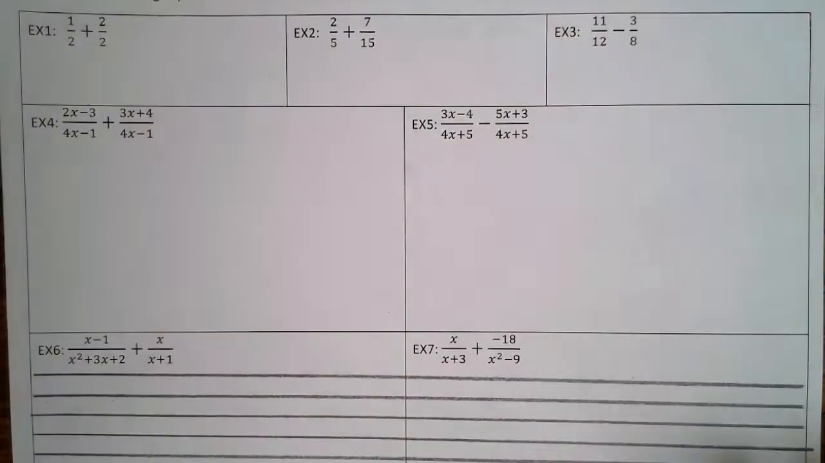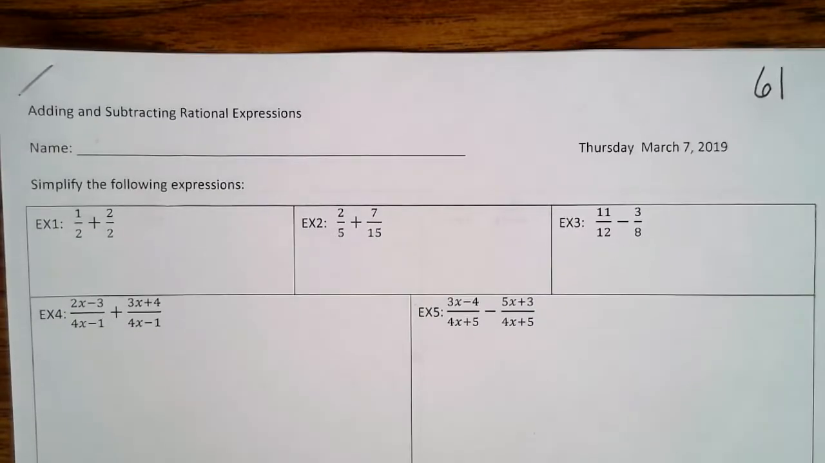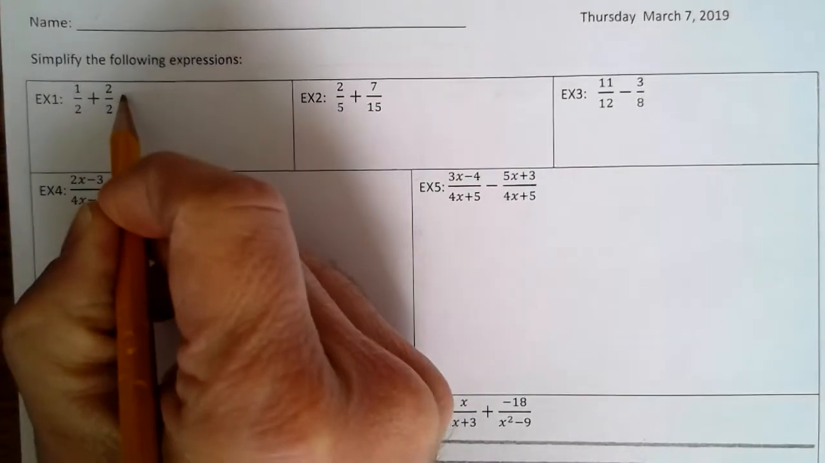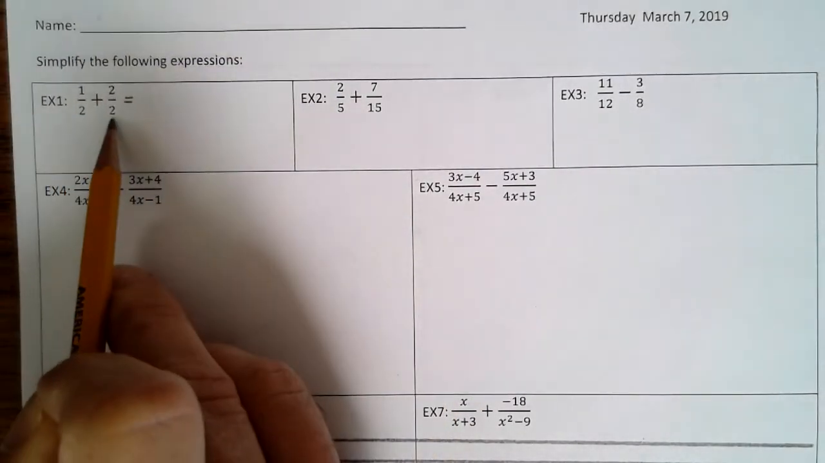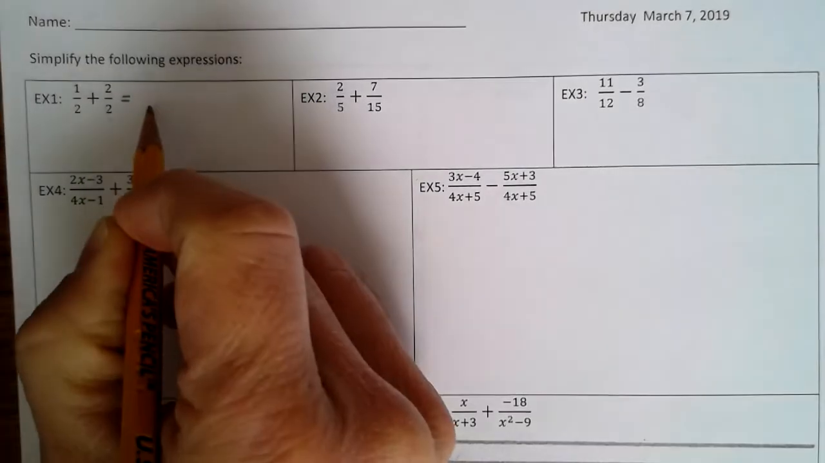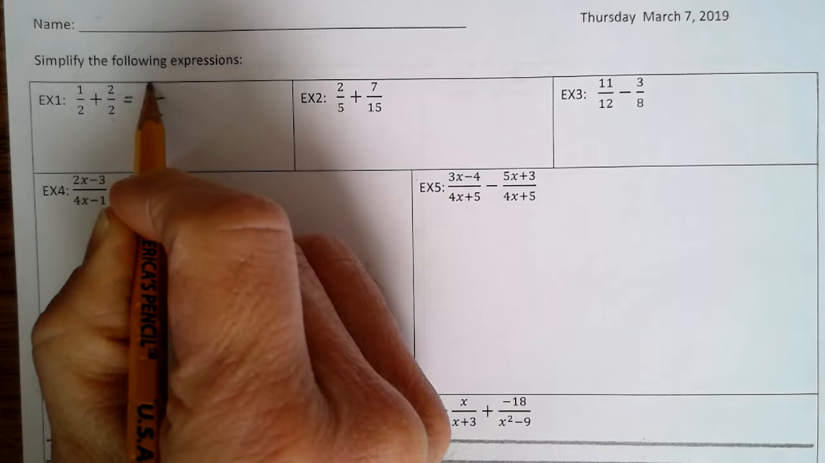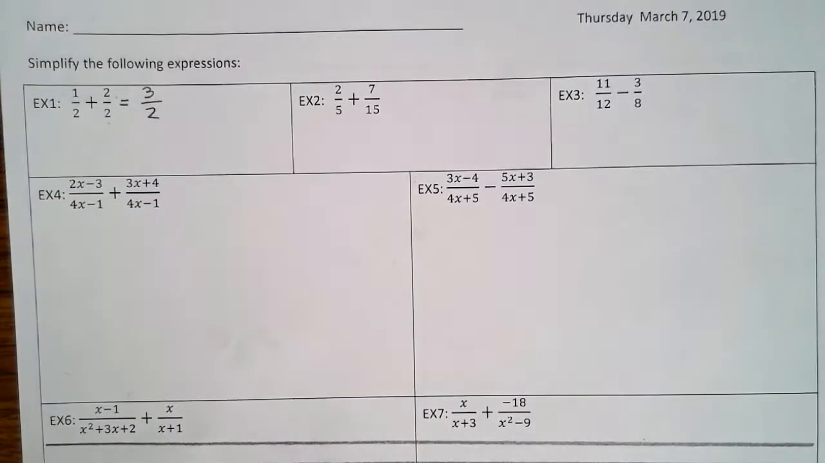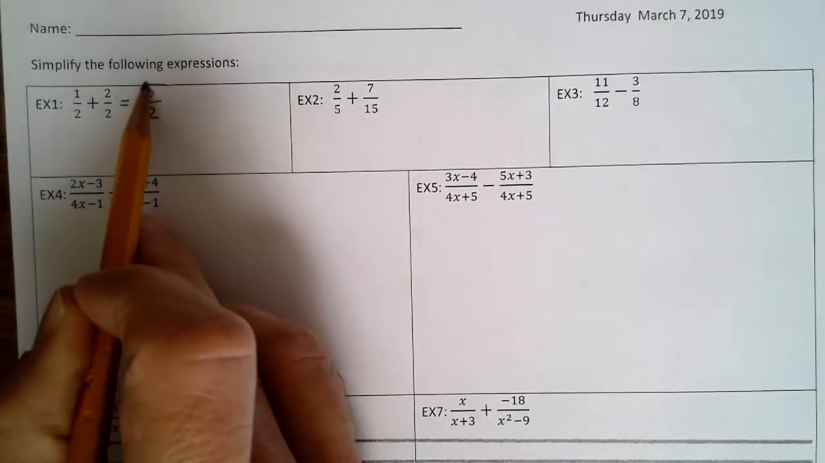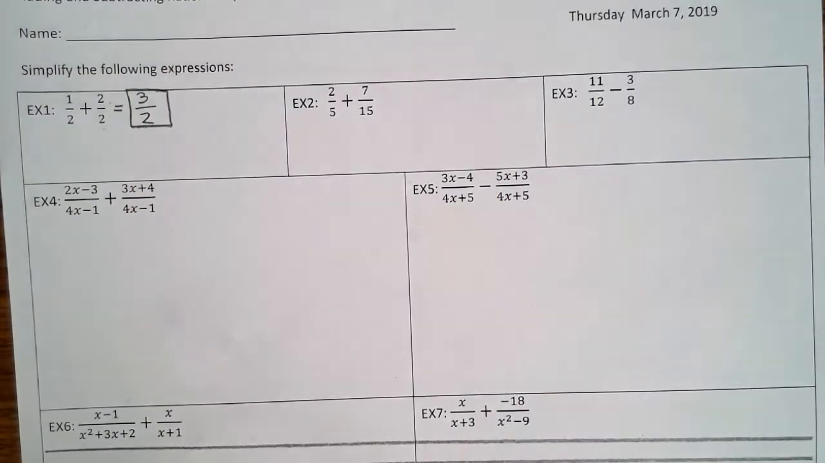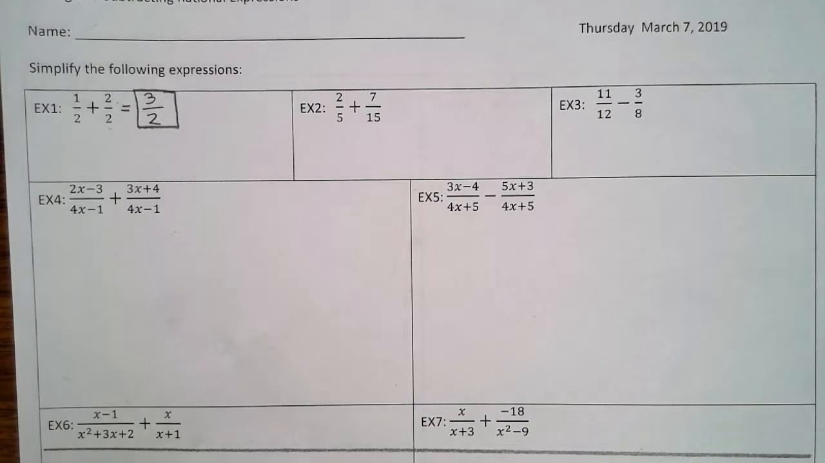Let's take a look at examples on page 61. All right, simplify the following expression. Notice whenever you're adding fractions, the denominator has to be the same. And when it's the same, you just add the numerators. So 1 plus 2 is 3, so it's 3 divided by 2. Now, when the denominators are the same, adding fractions is simple, like example 1. But in example 2, when the denominators aren't the same, it's a little bit more complicated.